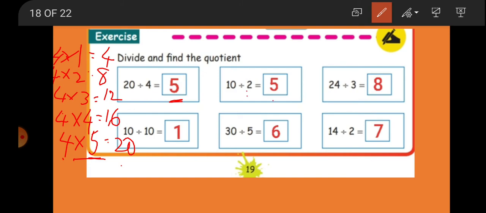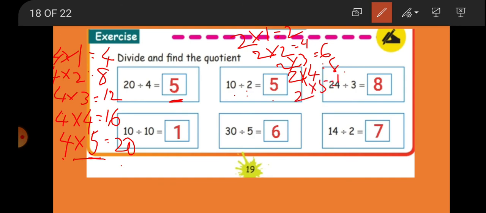Here 10 divided by 2 is equal to how much? So 2 table. 2 ones are 2, 2 twos are 4, 2 threes are 6, 2 fours are 8, 2 fives are 10. Okay.